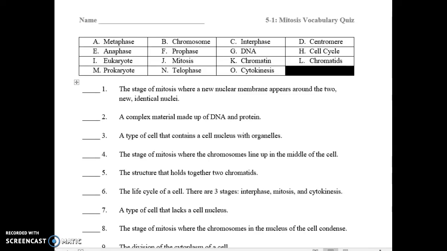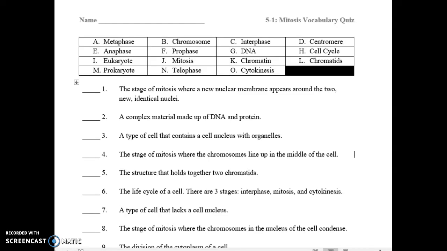A, metaphase. B, chromosome. C, interphase. D, centromere. E, anaphase. F, prophase. G, DNA. H, cell cycle. I, eukaryote. J, mitosis.